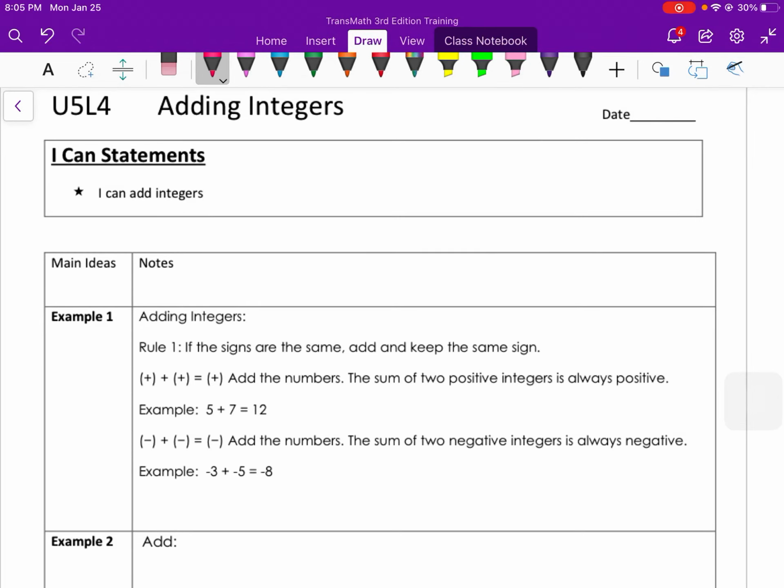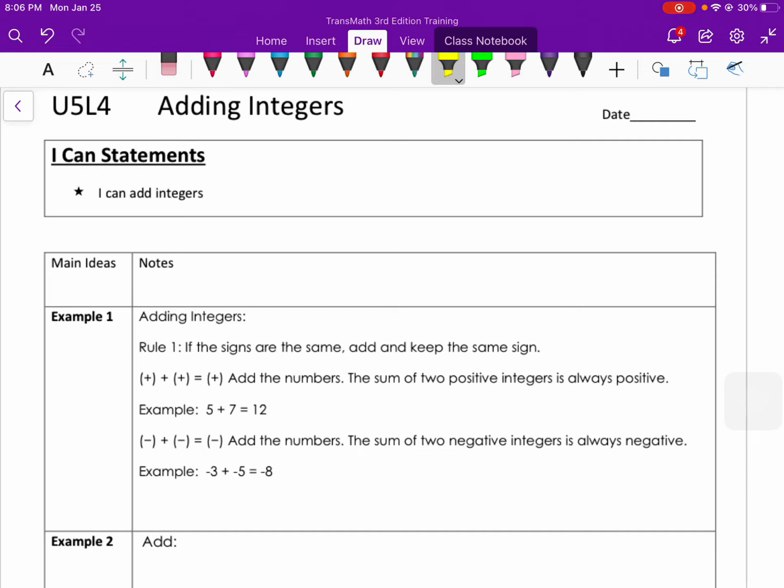All right, today we're going to look at adding integers. We are going to use some number counters when we add integers in class, so I'll try my best to show you what that looks like here without those manipulatives. But we're going to start with adding integers.